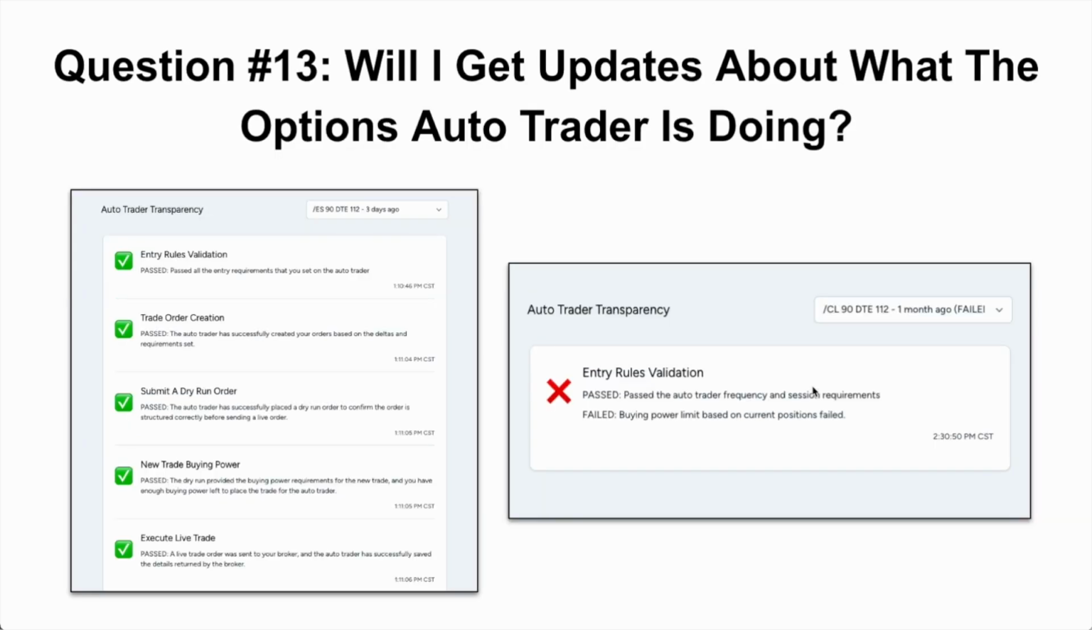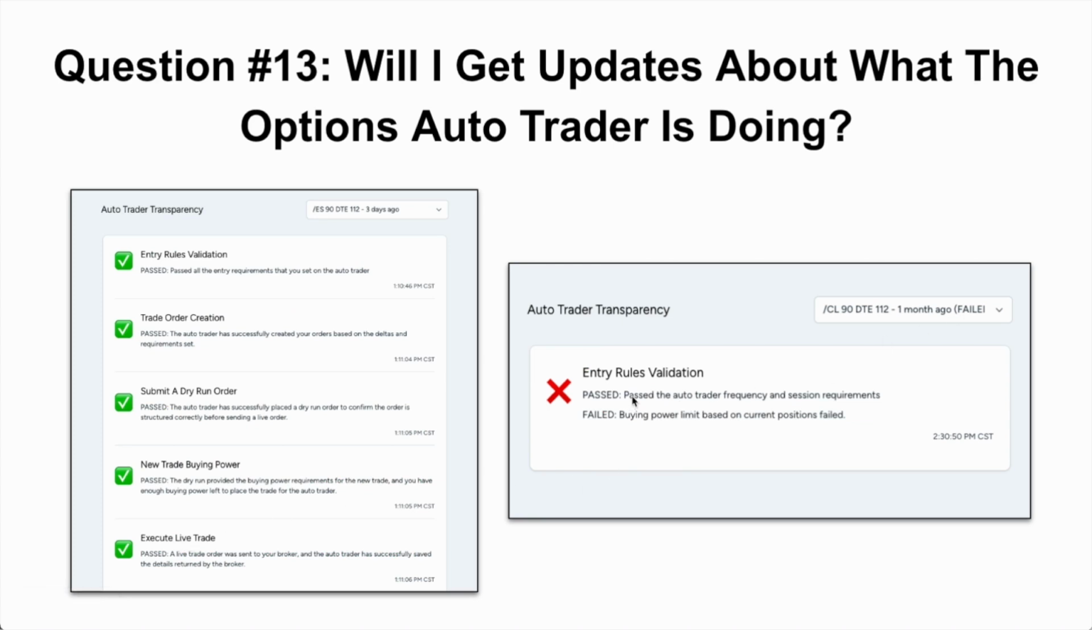Question number 13, will I get updates about what the auto trader is doing? Of course, we have something that is called the auto trader transparency page, which I absolutely love because it shows you step by step what happens when a trade is being placed on your account. So you can see here, it shows you, okay, your entry rules, all the rules you set up for a trade to enter was passed, the order creation passed, we test an order, it passed, the buying power passed, and then we executed a live trade passed.